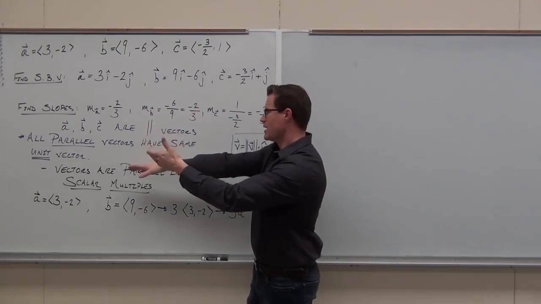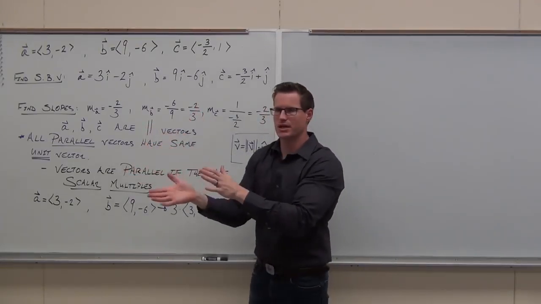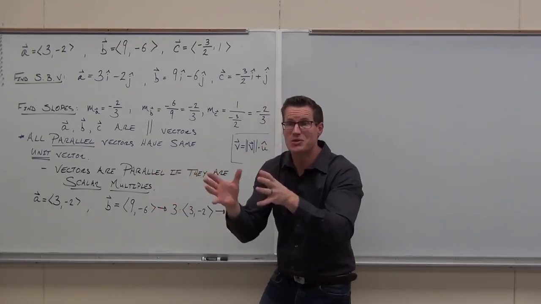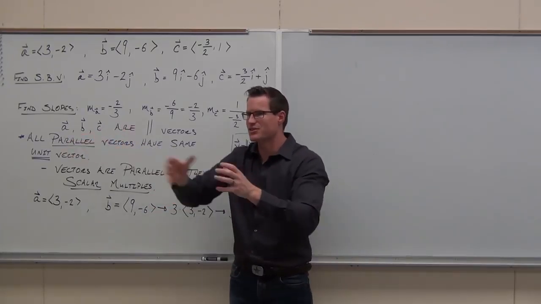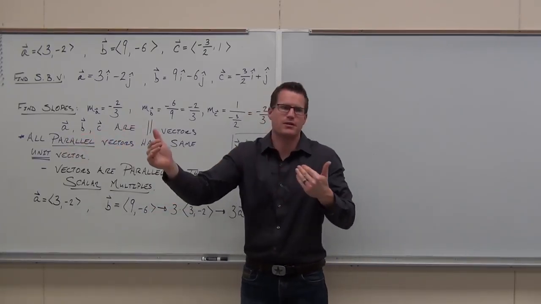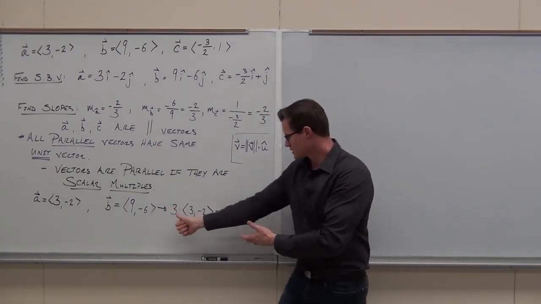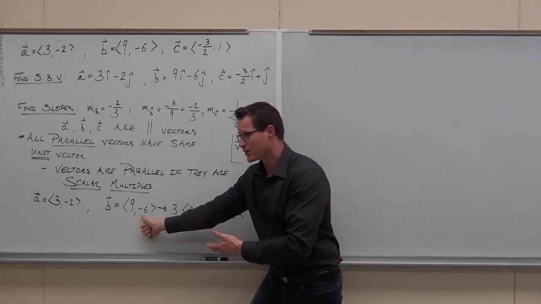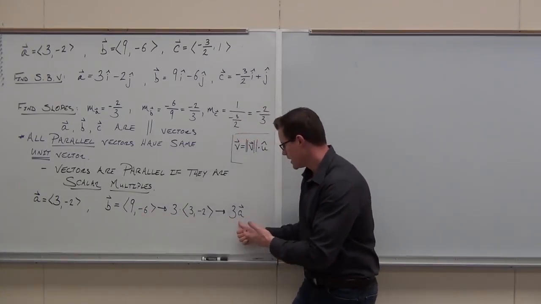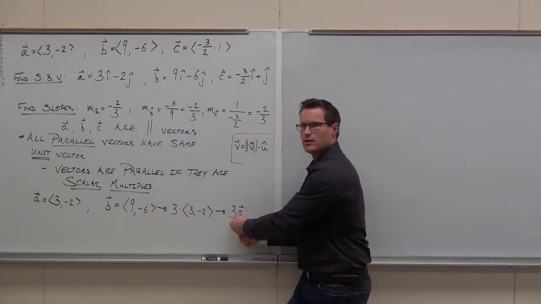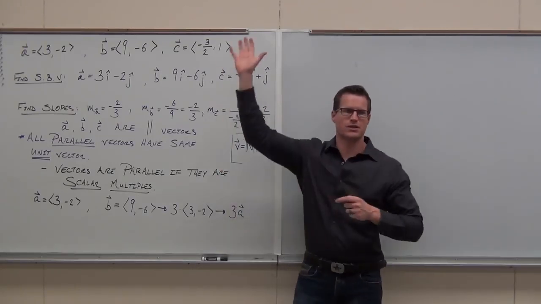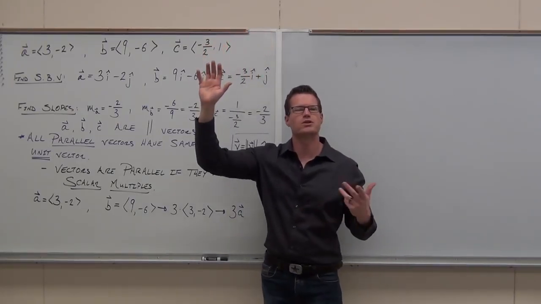Well, that also means that if vectors are parallel, they're going to be scalar multiples, because they're just going to be that unit vector times a different number. They should be longer or shorter, but they're the same direction. That's what this says. This vector is the same direction as A, it's just 3 times as long. Show of hands if you understand the concept there. It's a weird concept, but it's really useful.